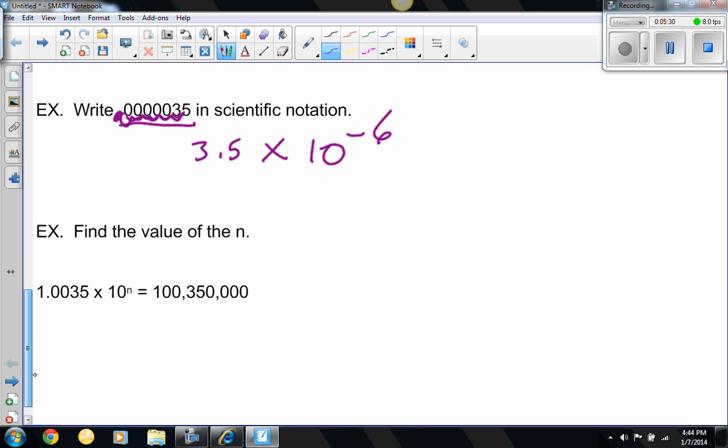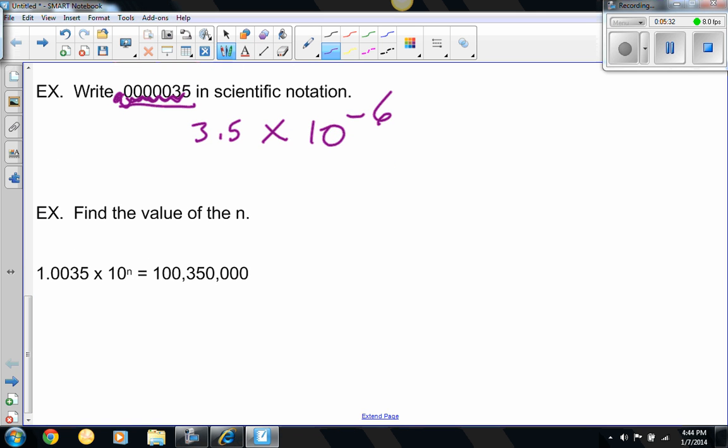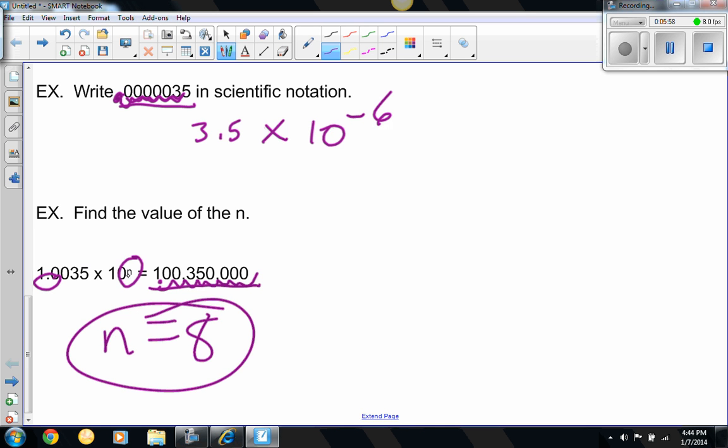Then there's one other type of problem here. Find the value of n. So if I have 1.0035 times 10 to the n equals this, how do I know what the power is? Well, I'm going to count off how many spots. If my decimal's right here, how many spots do I have to move back out to get it to my original number? 1, 2, 3, 4, 5, 6, 7, 8. So my n is an 8. The power of 8 would get me from here to here.